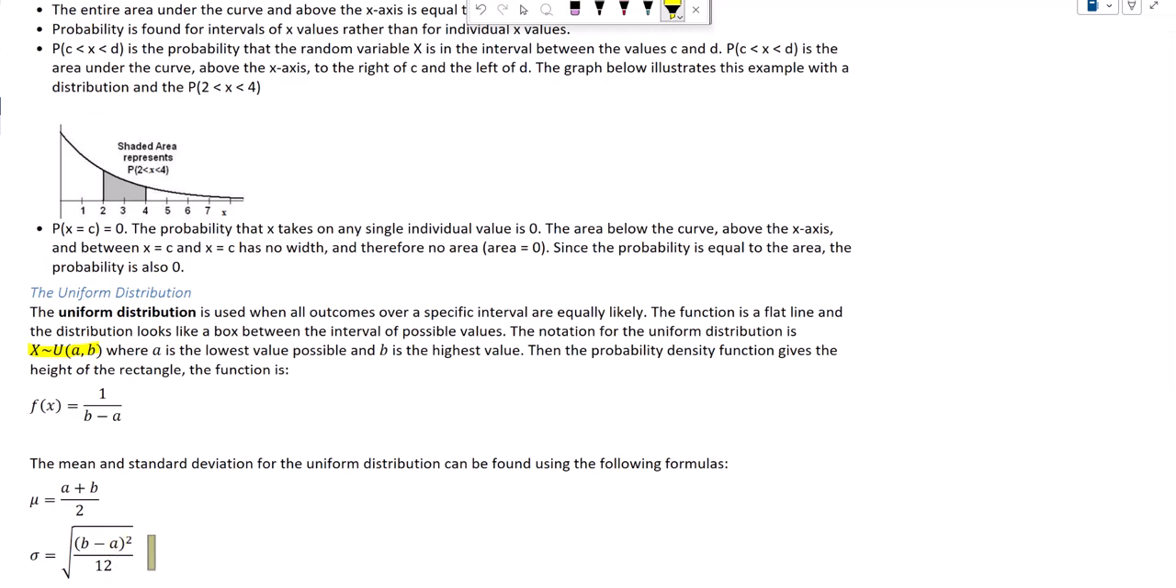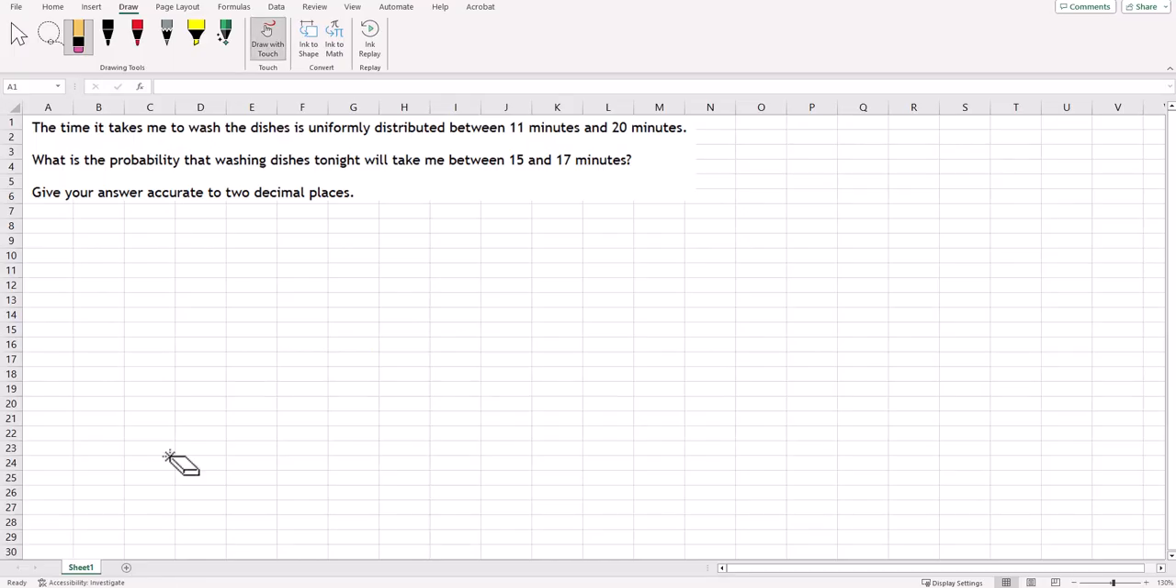So I stole a snip of a question here to work on. It says the time it takes me to wash the dishes is uniformly distributed between 11 and 20 minutes. What is the probability that washing the dishes tonight will take me between 15 and 17 minutes? Give your answer accurate to 2 decimal places.